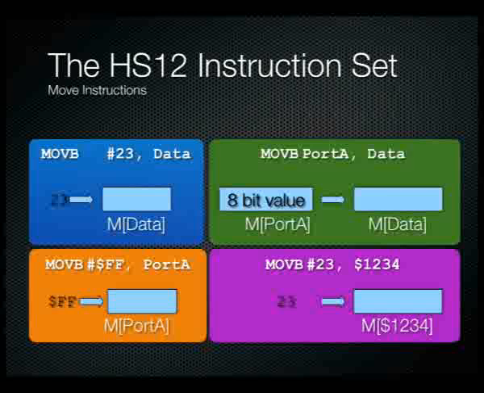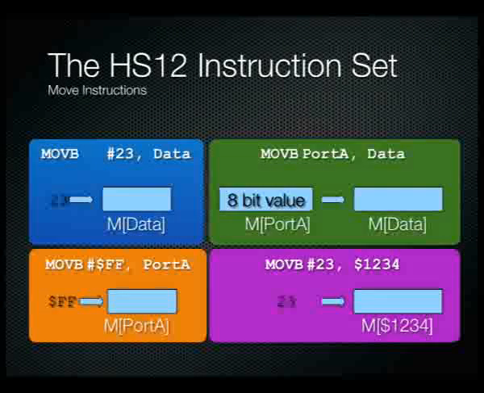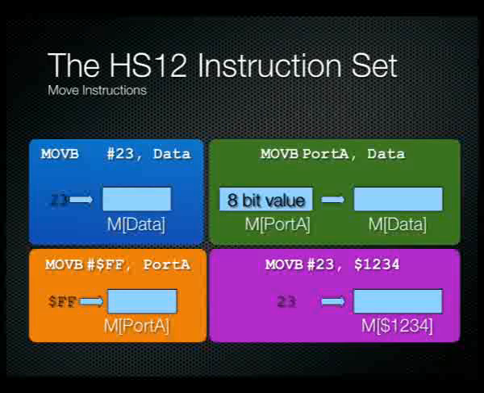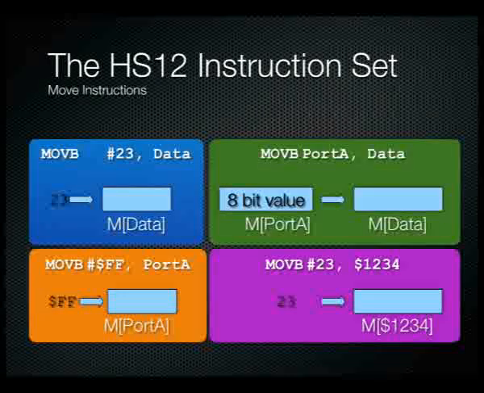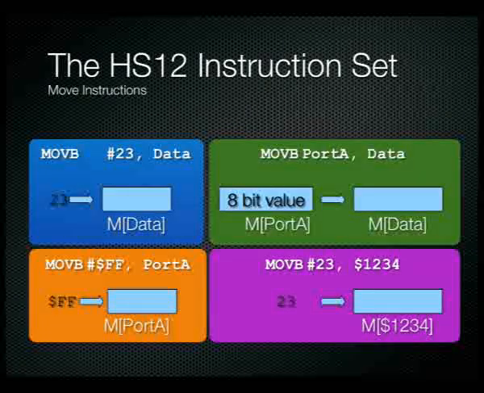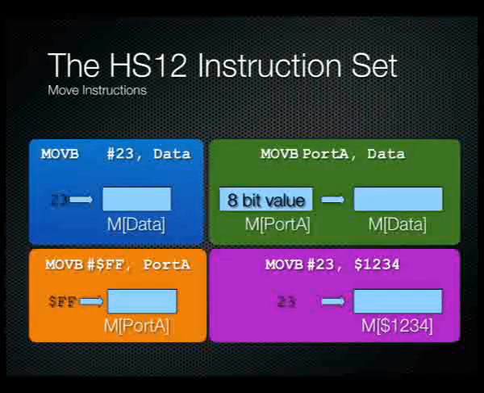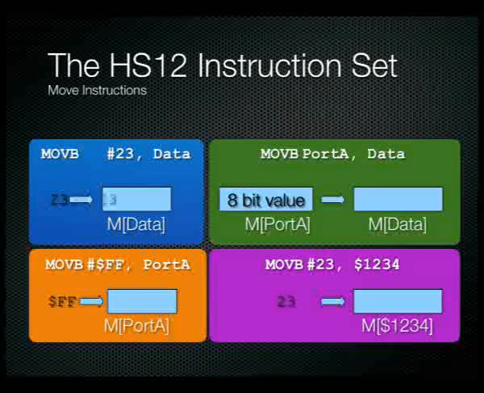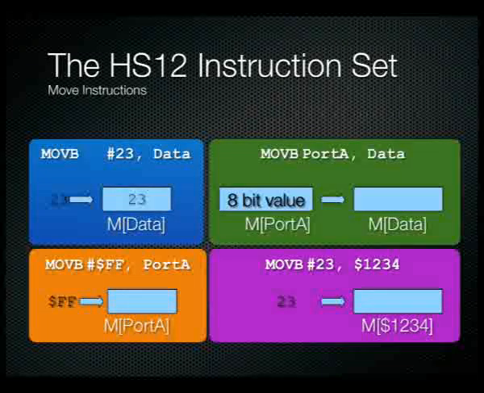So the first example here, we've got move B 23 to data. What happens is we move the decimal value 23, which obviously would be sitting in the instruction queue because it's an immediate value. It's directly following this instruction, so we simply grab that value out of the instruction queue and move it to the memory location that data refers to. So 23 simply moves into the memory location that data refers to.